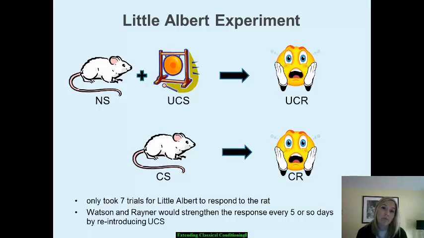And to strengthen the response that little Albert had as a result of the rat being presented, Watson and Rosalie Rayner would, every 5 days or so, reintroduce that unconditioned stimulus, this very loud noise right here, with that white rat to strengthen Albert's association of the rat and develop his fear. So you can see now why you just wouldn't be able to get away with something like this, ethically speaking, because this could have some pretty severe consequences on this baby later on in his life.